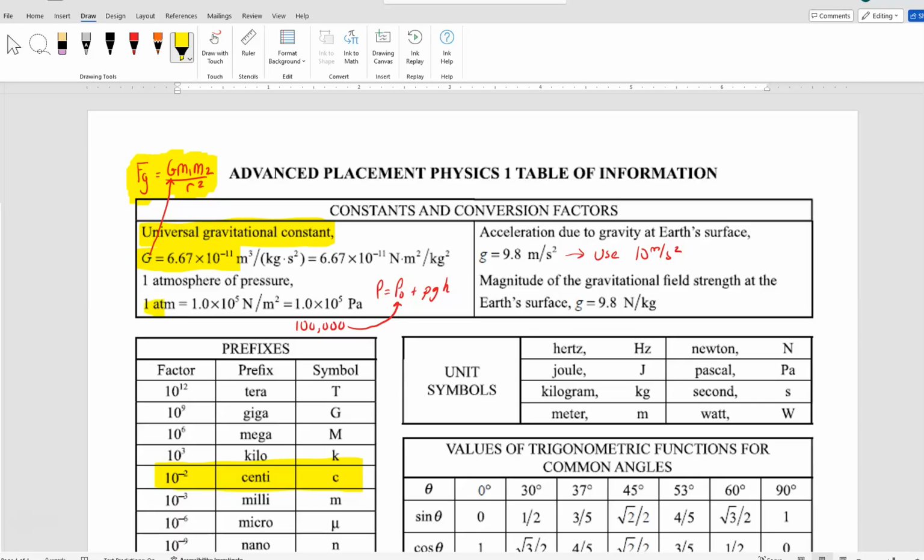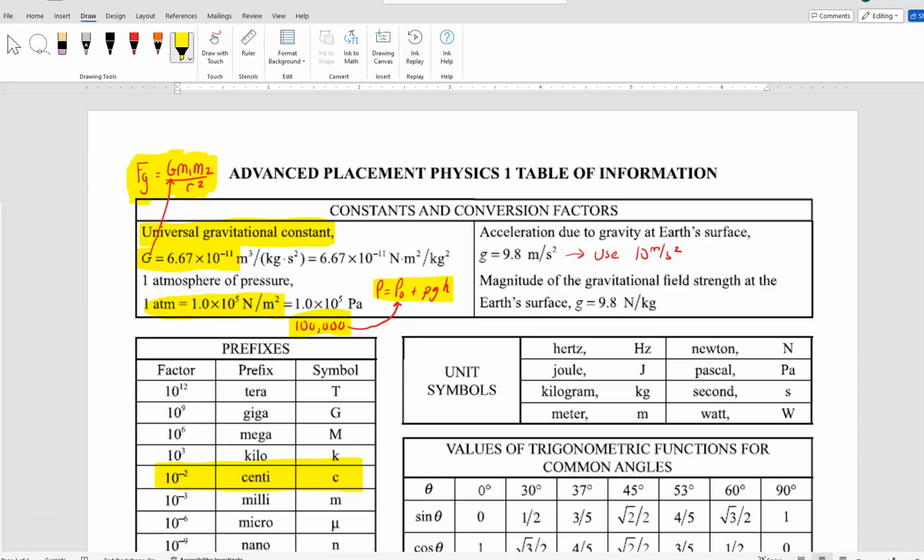Below that, you need to know 1 atmosphere of pressure is 1 times 10 to the 5th, or 100,000 pascals. In the equation, P equals P0, or atmospheric pressure, plus rho g h. The P sub 0 is the atmospheric pressure, which is the 100,000.